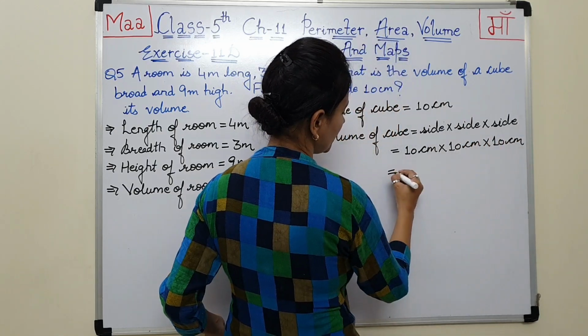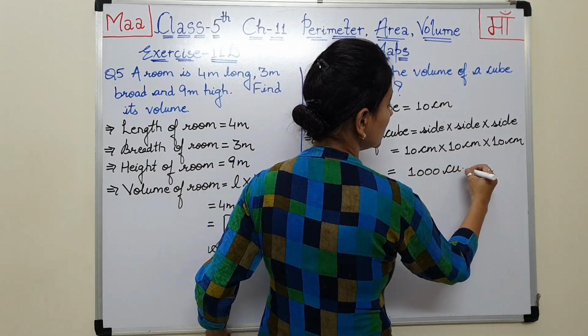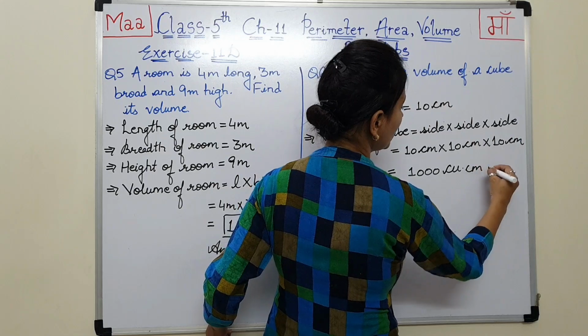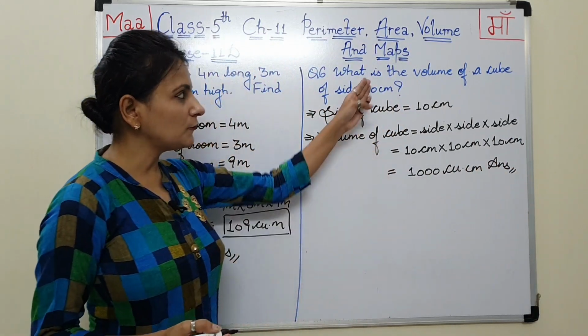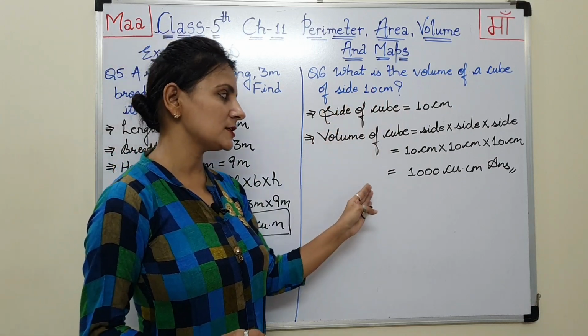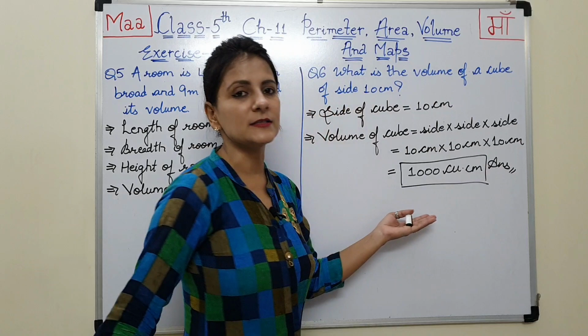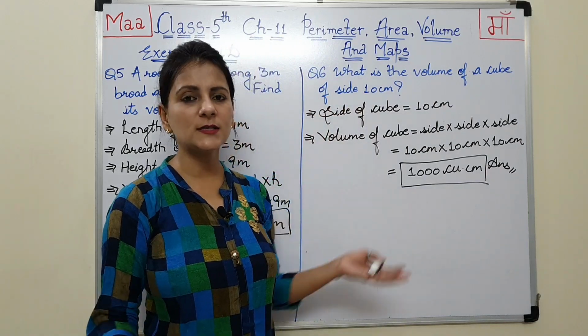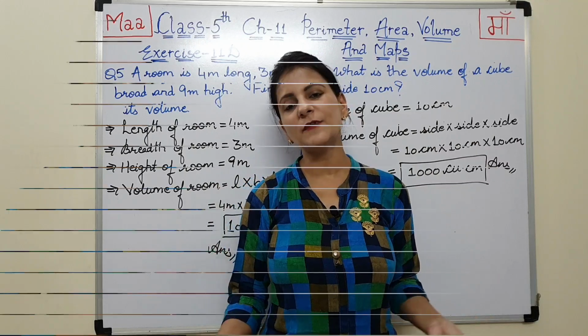So 10 into 10 is 100 and 100 into 10 is equals to 1000, and since it is volume, so we will put cubic and then the unit which is given is centimeter. Therefore the volume of a cube of side 10 centimeter is 1000 cubic centimeter. Answer. Okay, so very simple questions are there. Only put the formula, place the values and find the answer.